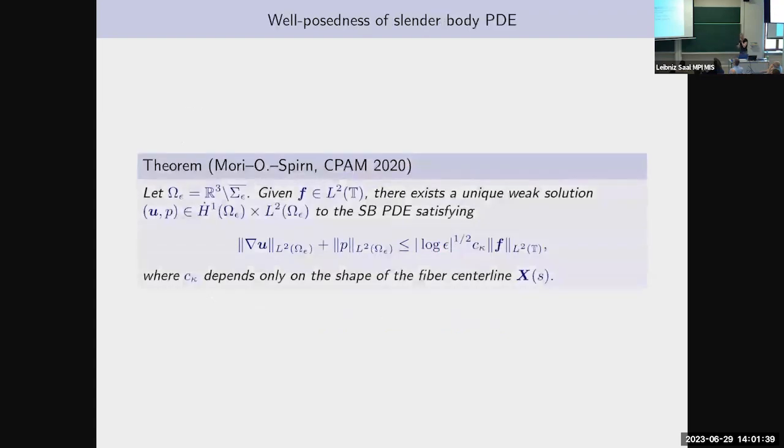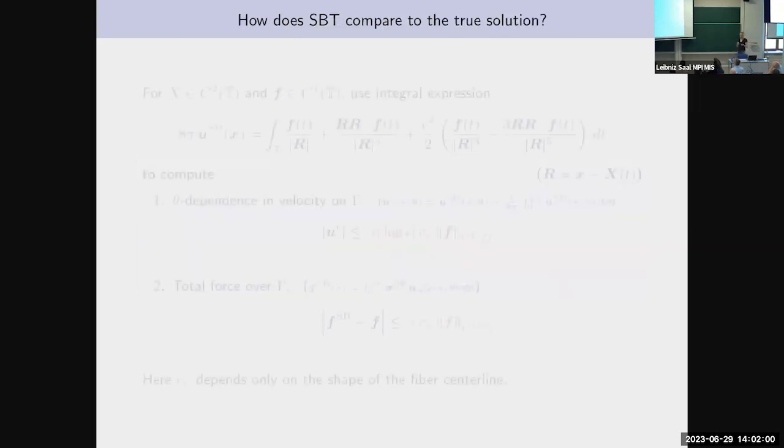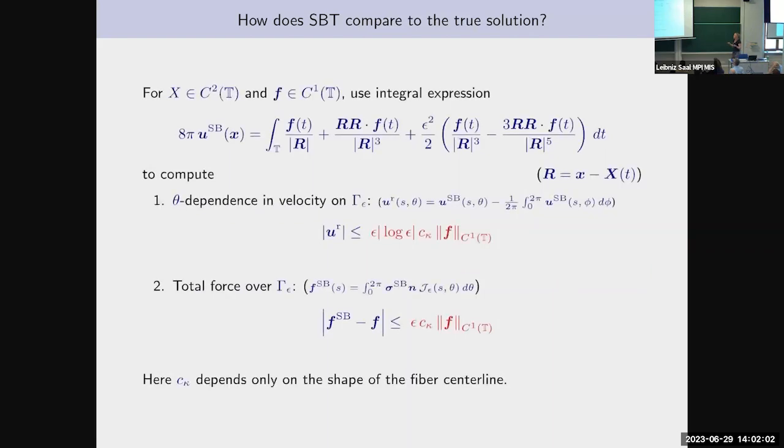All right, so just to summarize the well-posedness theory for this PDE, right? We have a unique solution to this slender body PDE that satisfies an energy estimate with root log epsilon dependence. Okay, so now we have this PDE. Now we can move on to really the main question, which is, how does slender body theory actually compare to this notion of true solution that we've developed?